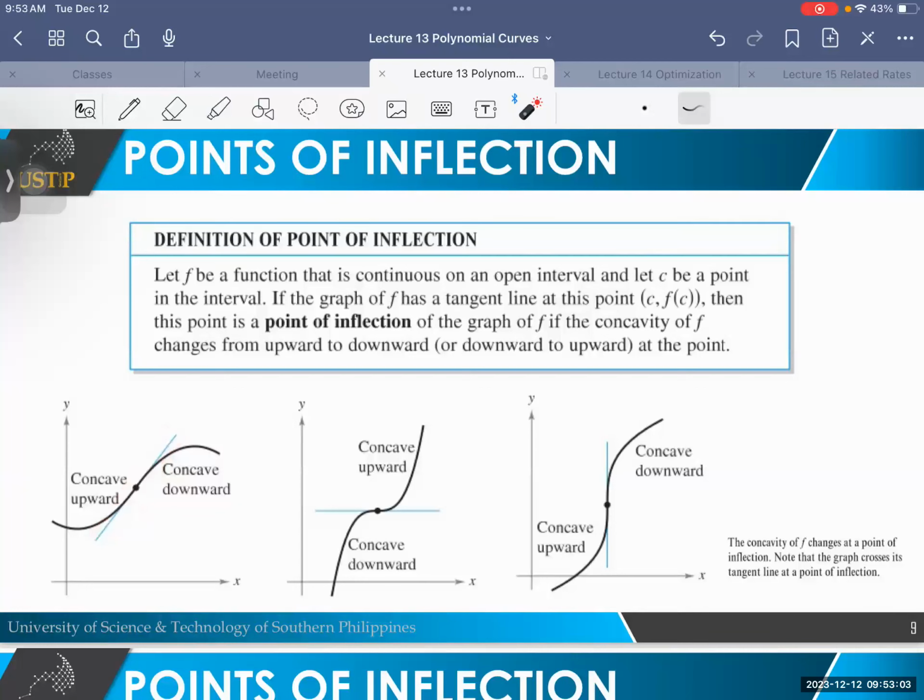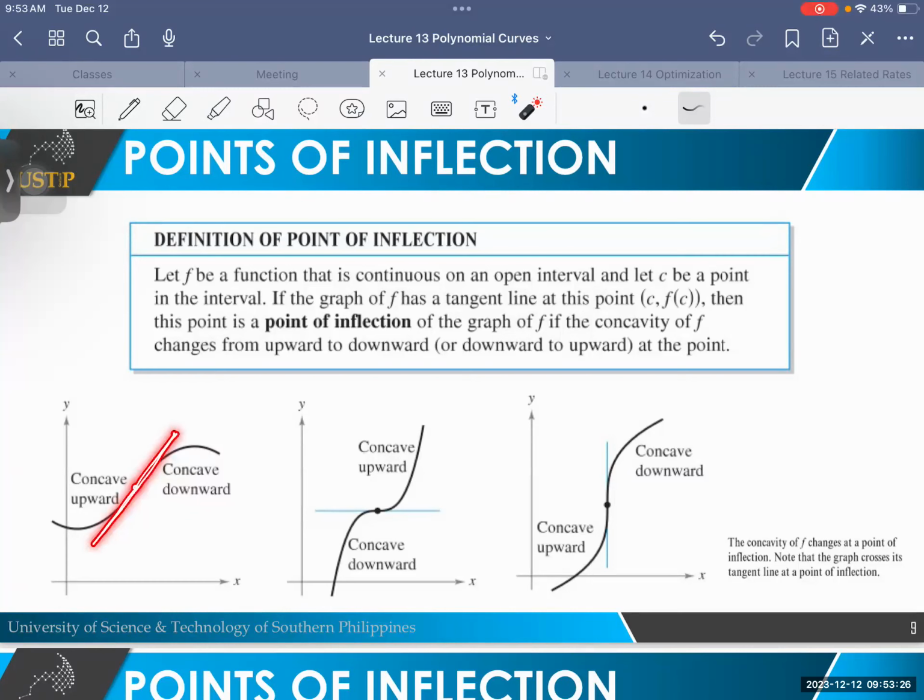The tangent line crosses. Kung diri man gud ang imong point, wa ka kabalo ba nga mao na imong point of inflection. So, ang tangent line ana class will look like this. Okay? Kana siya, ang imong tangent line look like this. Wala siya ni cross sa imong graph. Your tangent line sa point of inflection always crosses your graph.